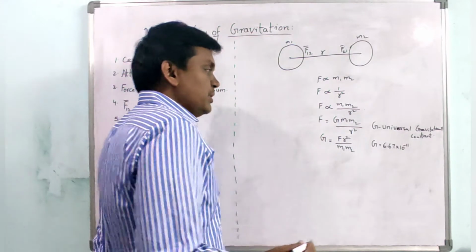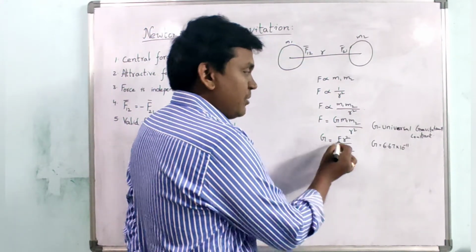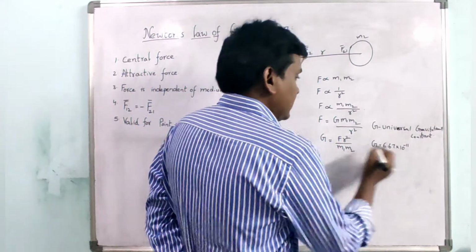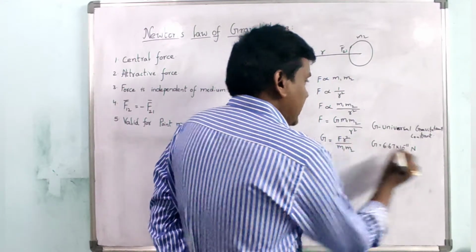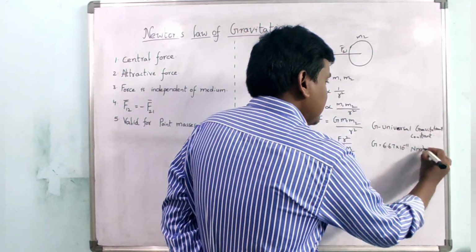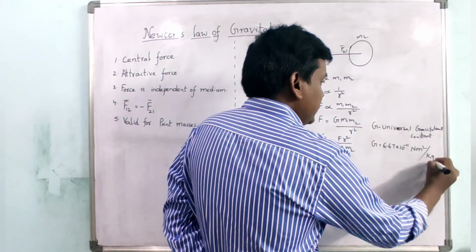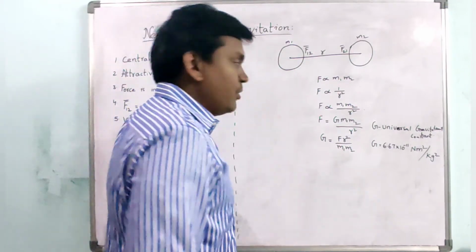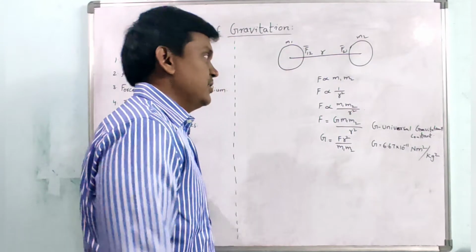Coming to the unit, this is the formula for G: G equals F r square by m1 m2. F is force, in Newton; r square is distance, in meter square; divided by masses, so kg square. So capital G equals 6.67 into 10 to the power of minus 11 Newton meter square per kg square.